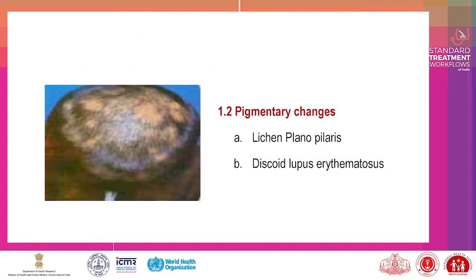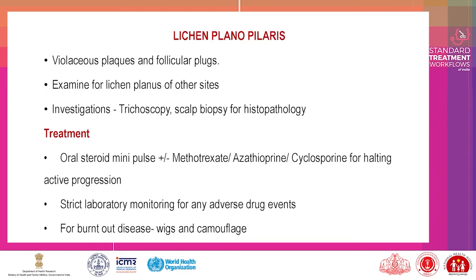Pigmentary changes: lichen planopilaris, discoid lupus erythematosus. Lichen planopilaris. Violaceous plaques and follicular plugs. Examine for lichen planus of other sites. Investigations: trichoscopy, scalp biopsy for histopathology. Treatment: oral steroid mini pulse with or without methotrexate or azathioprine or cyclosporin for halting active progression. Strict laboratory monitoring for any adverse drug events. For burnt out disease, wigs and camouflage.